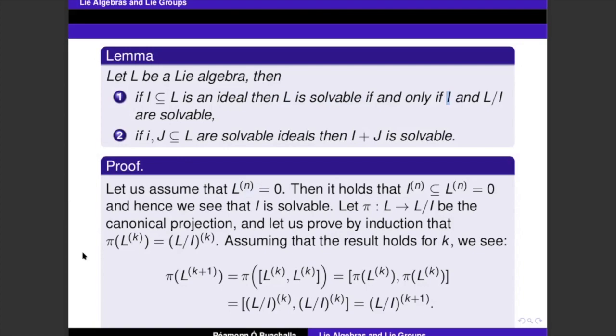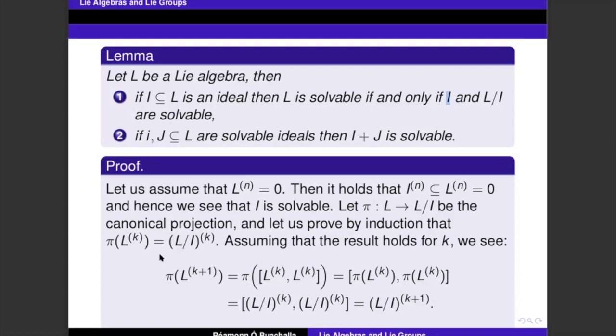So let pi be the canonical projection. Okay, you just take an element and you map it to its coset inside this quotient space, and let us prove by induction that pi operates on the kth term in the derived series to give you the kth term in the derived series of the quotient. Okay. This is what you would expect should happen. In fact, it does, but we need to prove it. So, as many times before, we're going to prove it using induction. So it's clear that it works for k equal to 0, the first term, so that our starting point is clear.